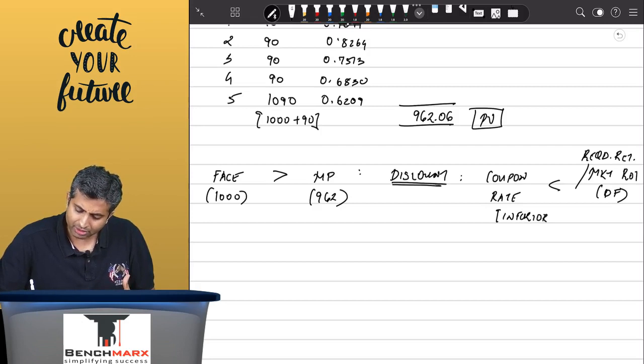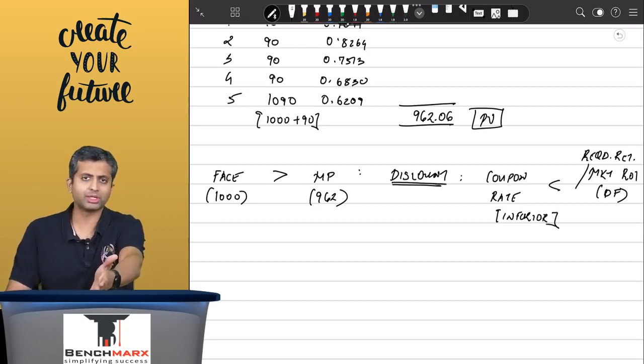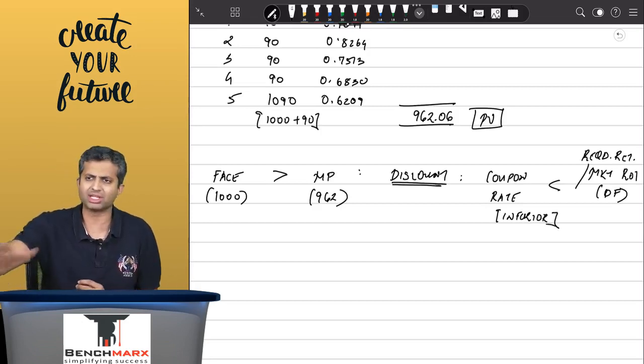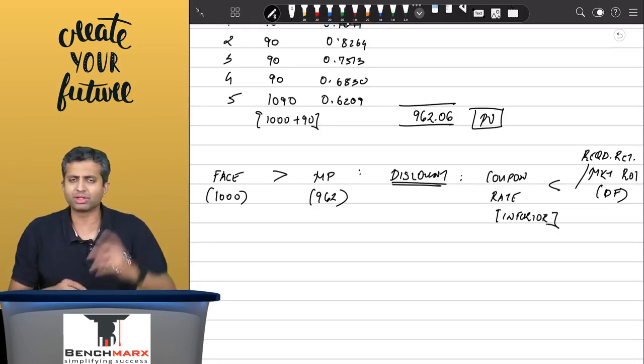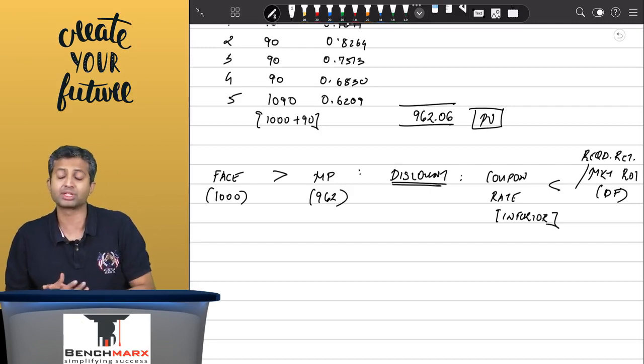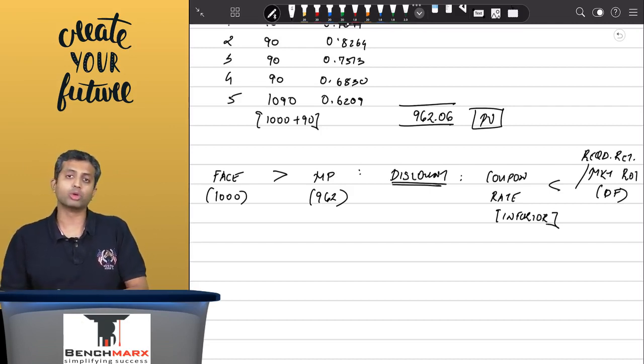Ideally, if everyone is giving me 10%, your bond should also give me 10%. It is not giving me 10%, and hence I'm not going to even pay, forget the premium, I'm not even going to give the face value. I will give you less than the face value, and hence this bond will always trade at a discount.